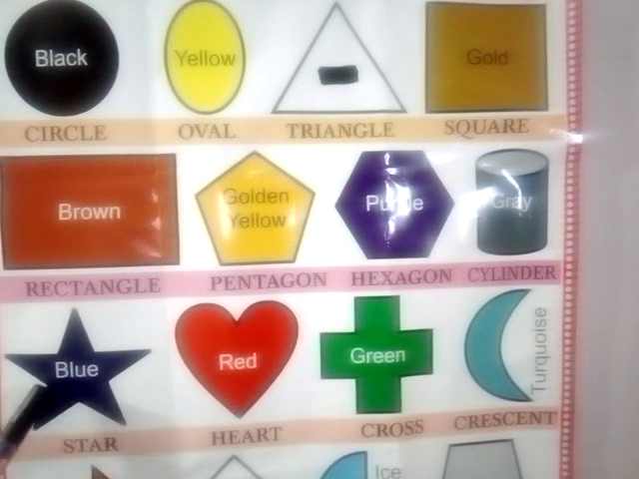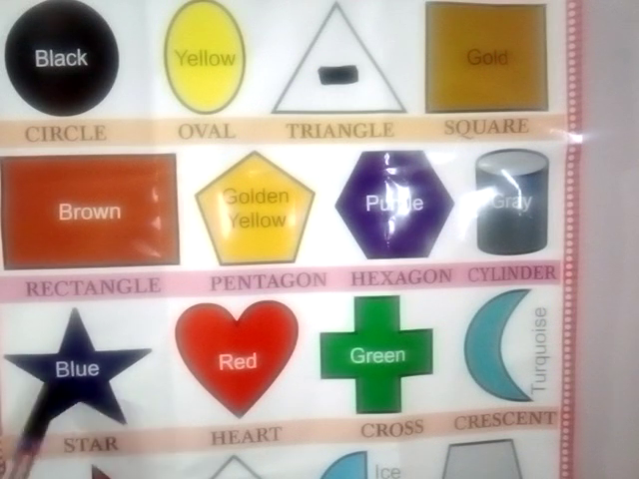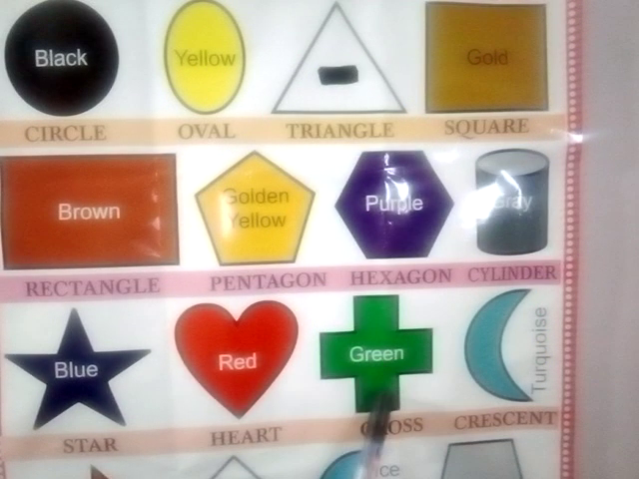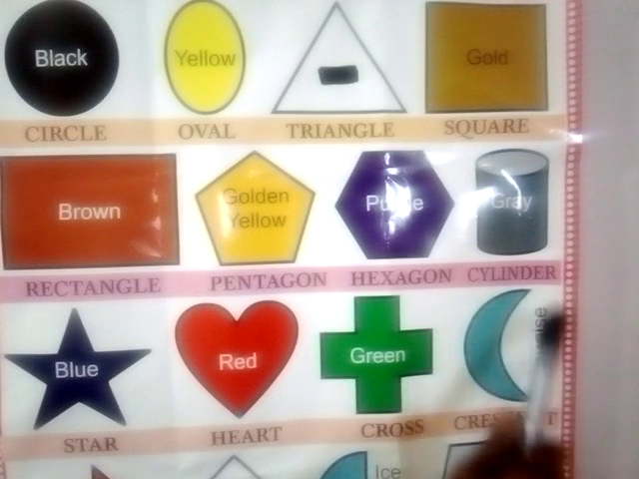I know everybody likes stars, especially when we get star stickers. So this is a blue star. This is color blue. The next one is a red heart. This is red heart. This is green cross. Remember we said this shape is cross. This is green cross. And this is turquoise.